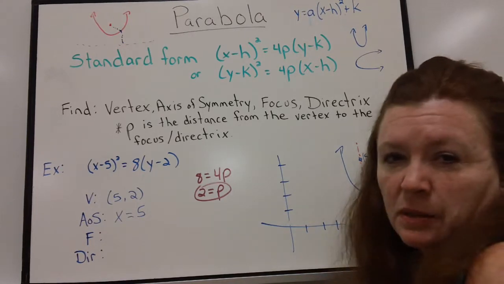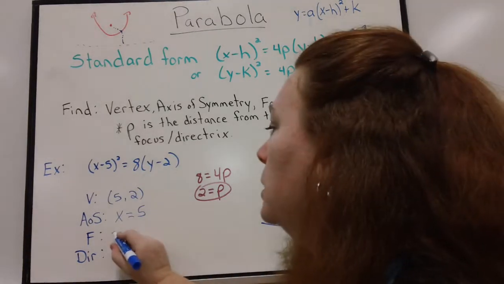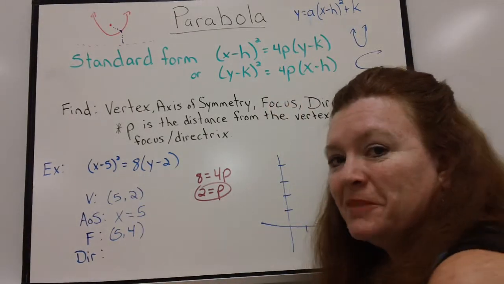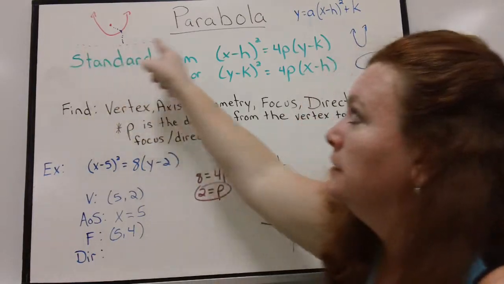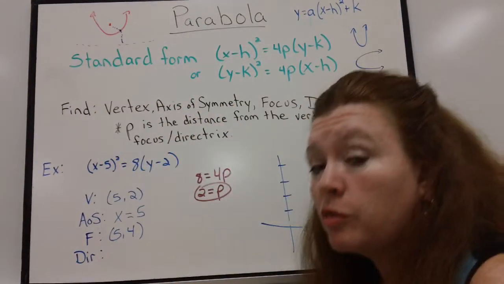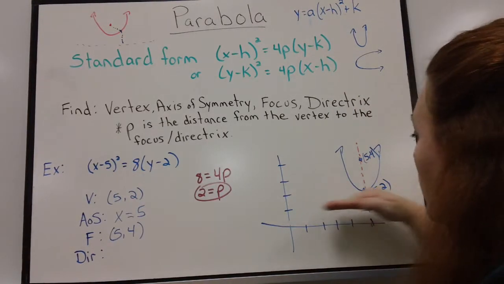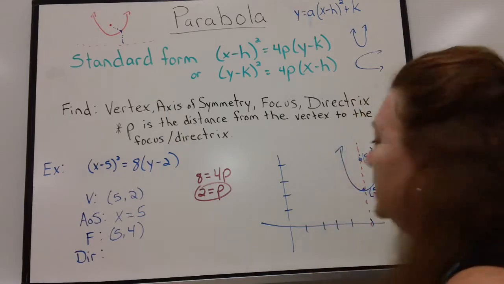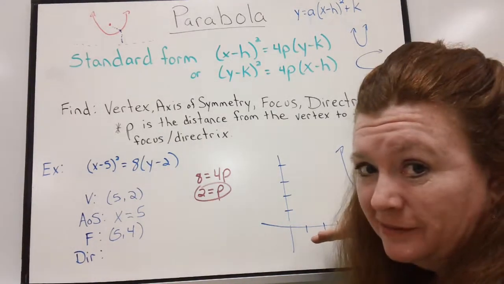Think about it. Up is the y-coordinate, so you're going to add 2 to it. Add 2 to 2, and you get 4. (5, 4) is my focus. What is a directrix? The directrix is this line that does not go through the parabola, okay? So for it to not go through the parabola, it must be a horizontal line. And here's a hint: if your axis of symmetry is vertical, then your directrix is horizontal, and vice versa.